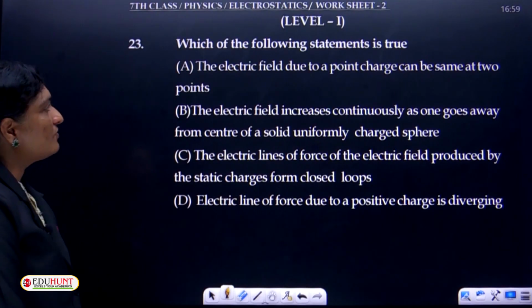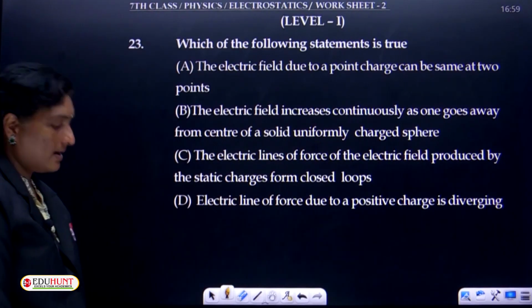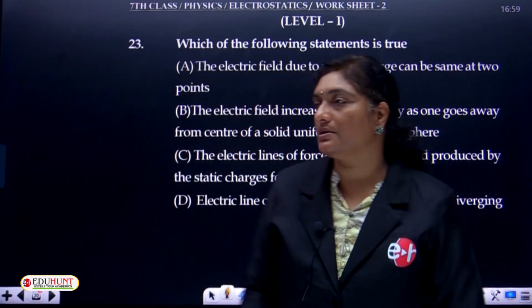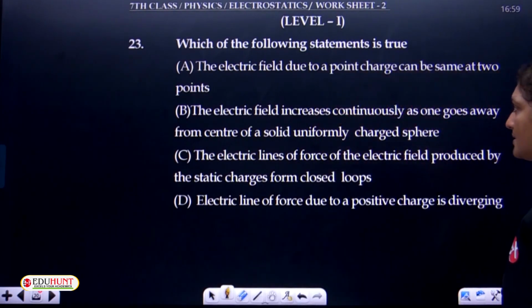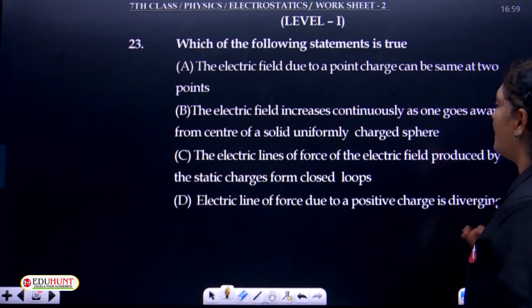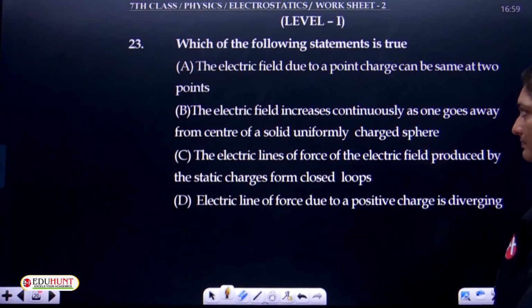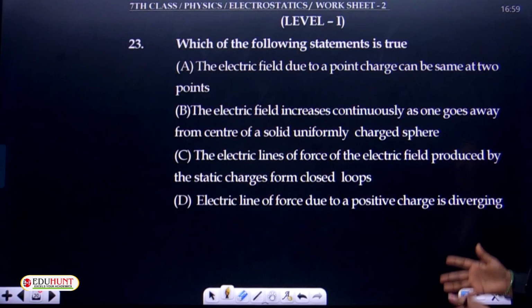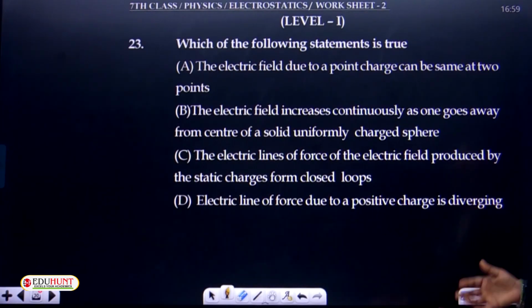Which of the following statements is true? Here you have been given 4 options and you are asked to find out which one is correct. The electric field due to a point charge can be same at 2 different points. So what is the first one? Electric field due to a point charge can be same at 2 points.